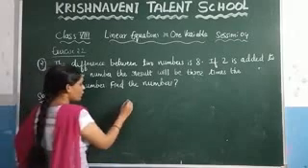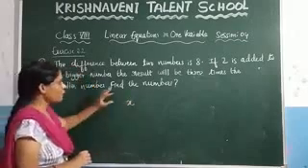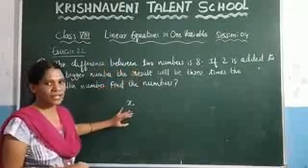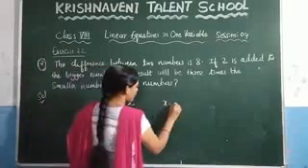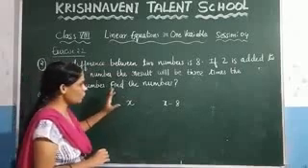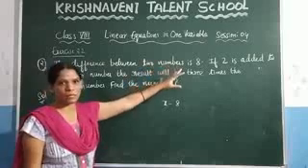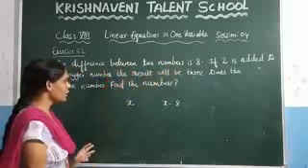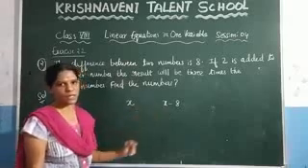Let us consider one value as x. Since they have given that the difference between the two numbers is 8, let us consider one number as x. Then what will be the other number? The other number must be equal to x minus 8. Because if you take one number and want to calculate the other number, we need to subtract 8 from it, because you know the difference between the two numbers is 8. So the first number is x and the second number is x minus 8.